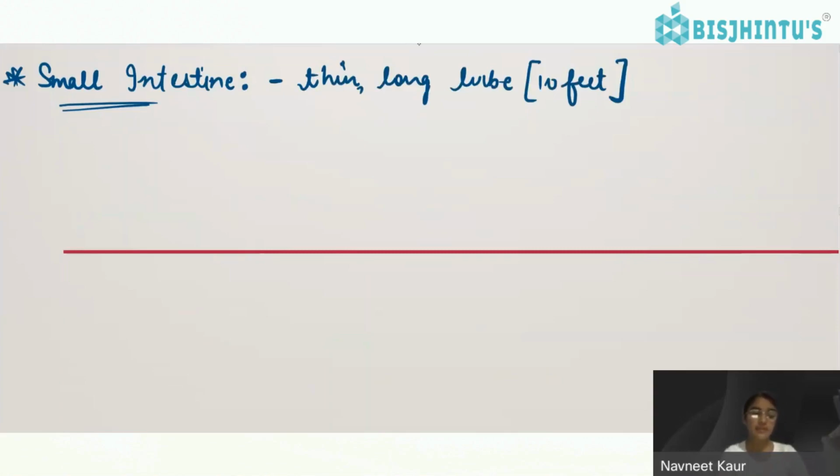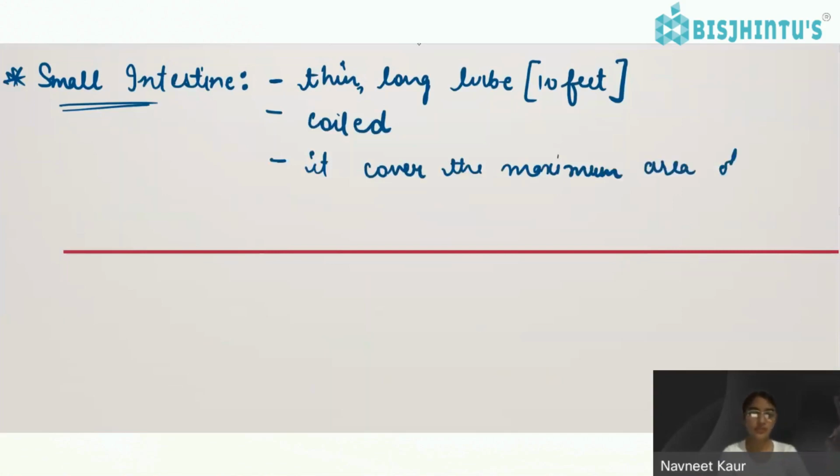तो ये कैसे कंप्लीट आ जाती है? Because it is coiled. ये बहुत ज्यादा coiled होती है. Right, and it covers the maximum area of abdominal cavity.